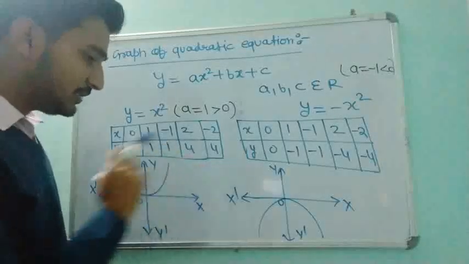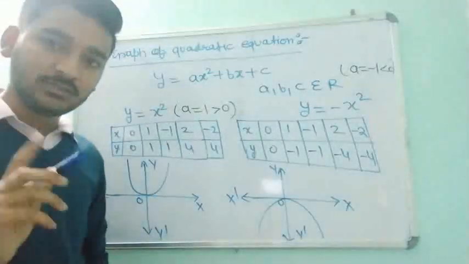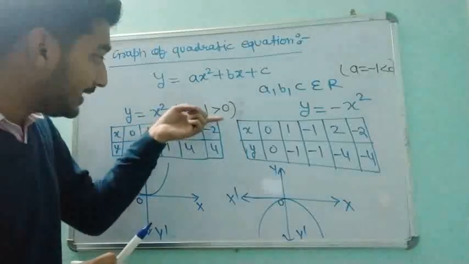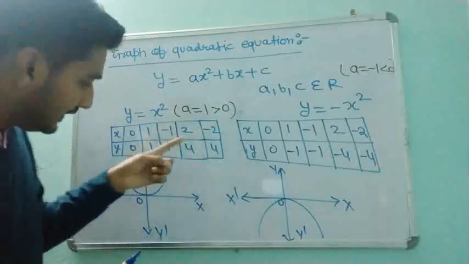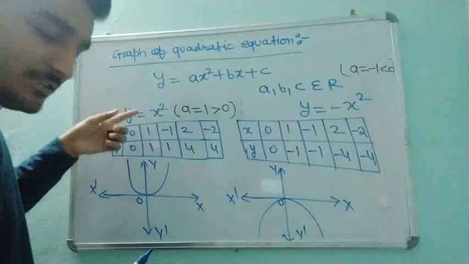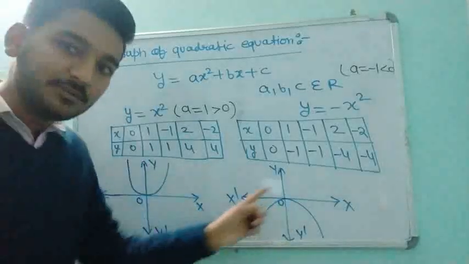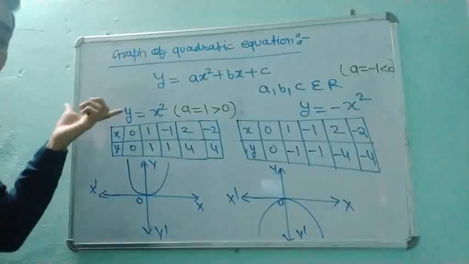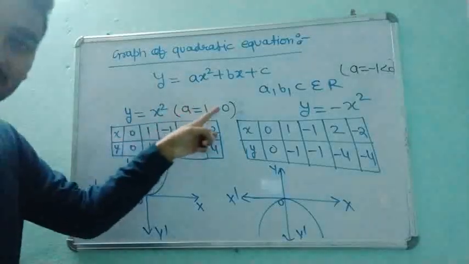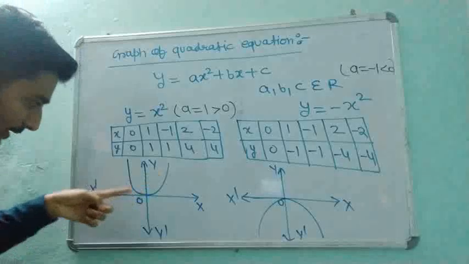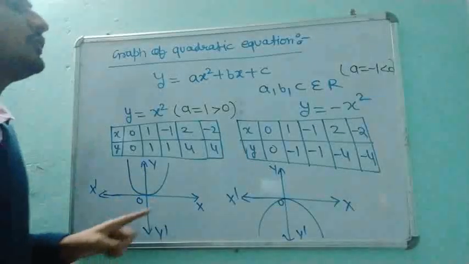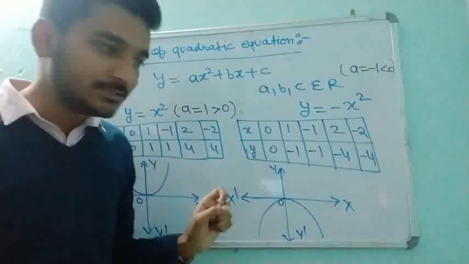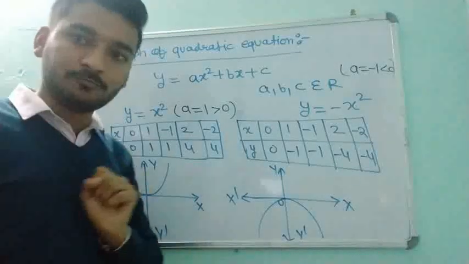So from these two examples, we can conclude one thing. If the coefficient of x square is greater than 0, then the graph of the quadratic equation, which is called a parabola shape, has its mouth opening upward. If the coefficient of x square is less than 0, then the parabola mouth opens downward.